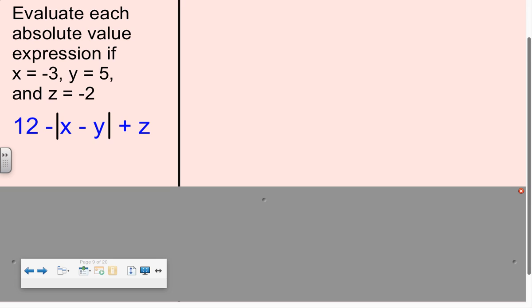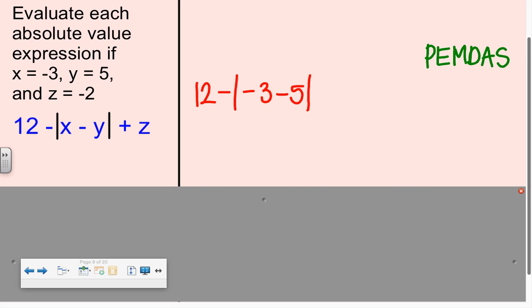So keep in mind, whenever we're solving expressions, we're going to want to use PEMDAS in order to get our answer. So even though there's absolute value lines in these problems rather than parentheses, they kind of are the same type of thing. We're going to want to work inside our absolute value lines first, just like we would do our parentheses first with PEMDAS. So 12 minus the absolute value of -3 minus 5 plus -2.